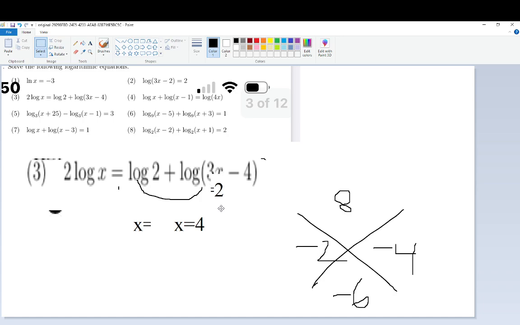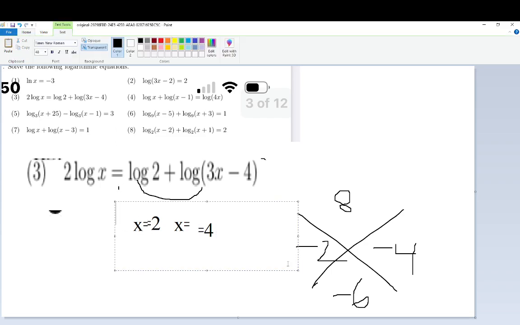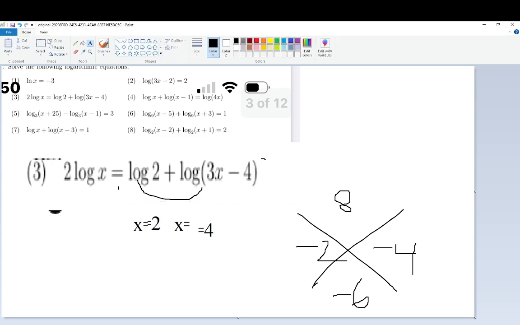What's 3 times 2? 6 minus 2, 4. So that's fine. What's 3 times 4? 12 minus 4, 8. So that's fine. It works here too, and this one works. So it works in both cases. So what does that mean? Okay, so I'll put them on the right to show you what that means.